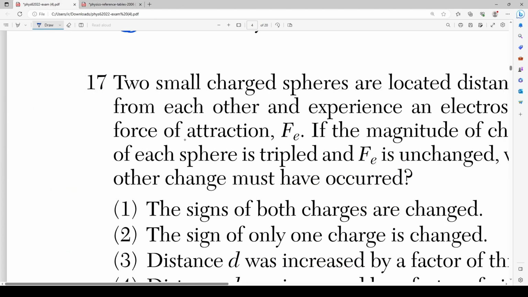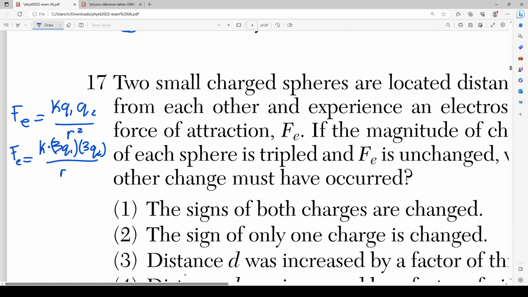So let's go ahead and rewrite this formula right here. Fe is equal to k q1 q2 over r squared. It's saying that the magnitude of the charge of each sphere is tripled. Magnitude means the number, the value. So if we're tripling the value of each sphere, we can model the scenario as k times 3 q1, because we tripled both of them, times 3 q2 as well, over r squared.